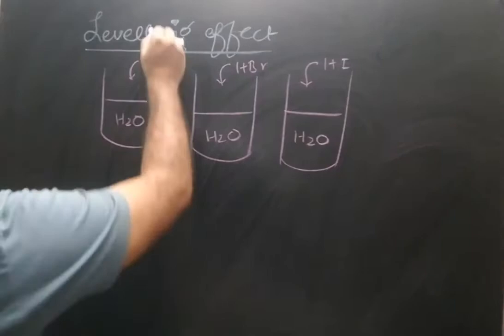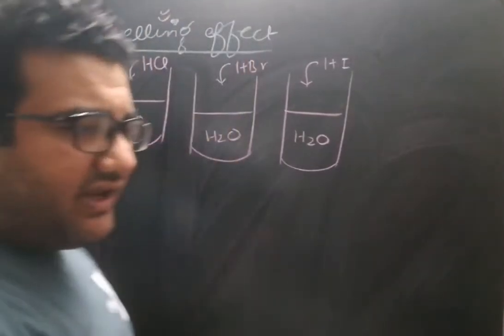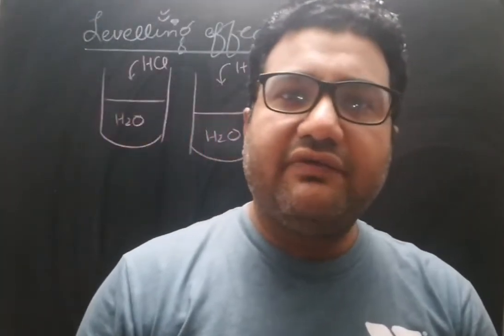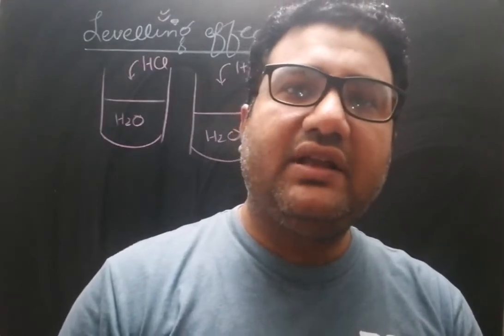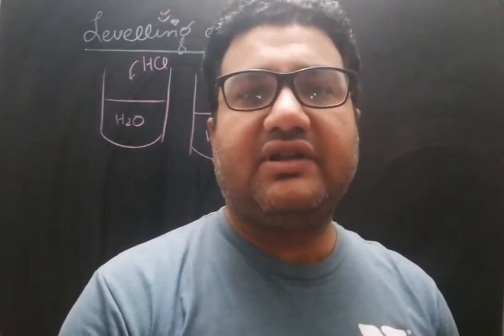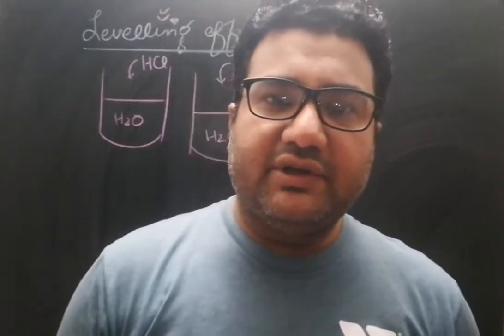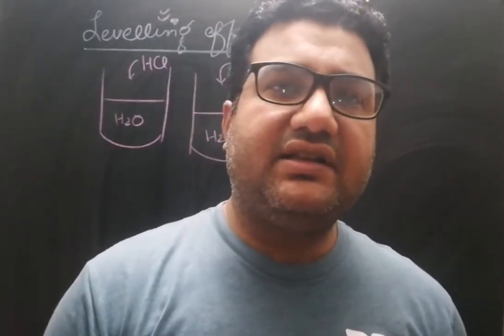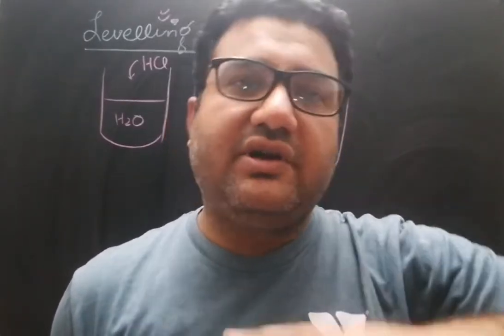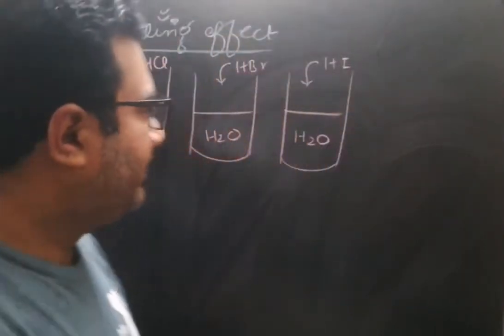This is called the leveling effect. Leveling effect means all different acids seem to be of the same acidic strength when they are dissolved in water. HCl, HBr and HI are strong acids. So when we add these 3 strong acids in water, they will be of the same level with respect to their acidic strength. So that's why it is called the leveling effect.